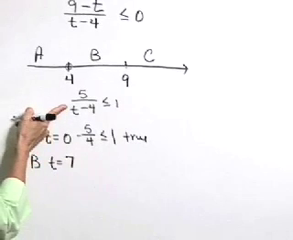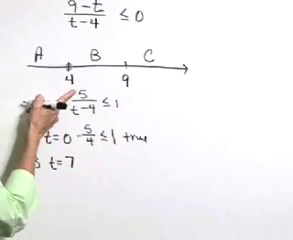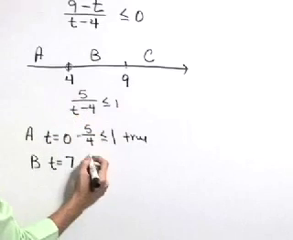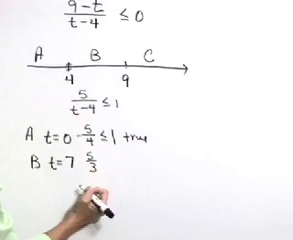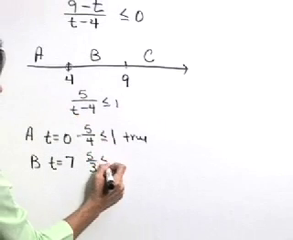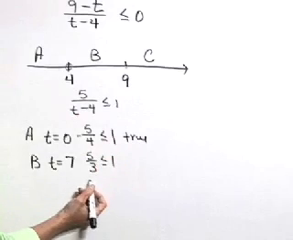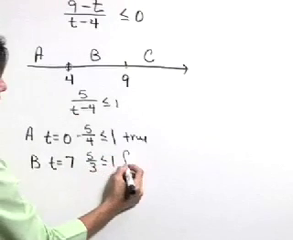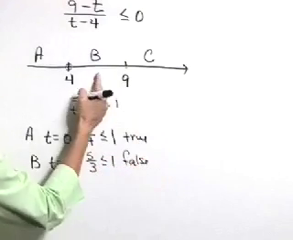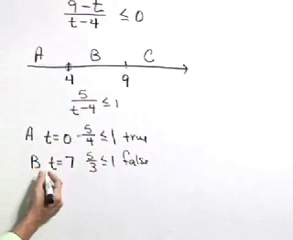From interval B, let's choose a value from between 4 and 9, like say t equals 7. And let's check it in this inequality. Is 5 over 7 minus 4, that's 5 over 3, less than or equal to 1? No, that is false. Those values do not satisfy our inequality.